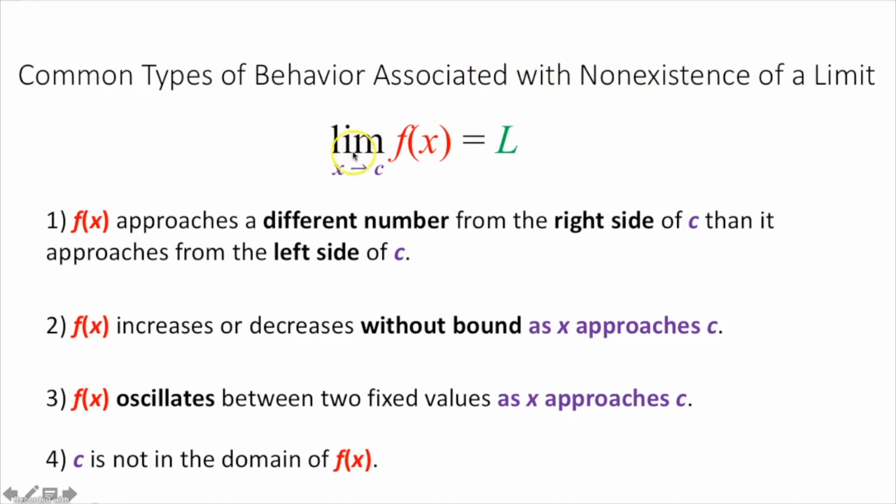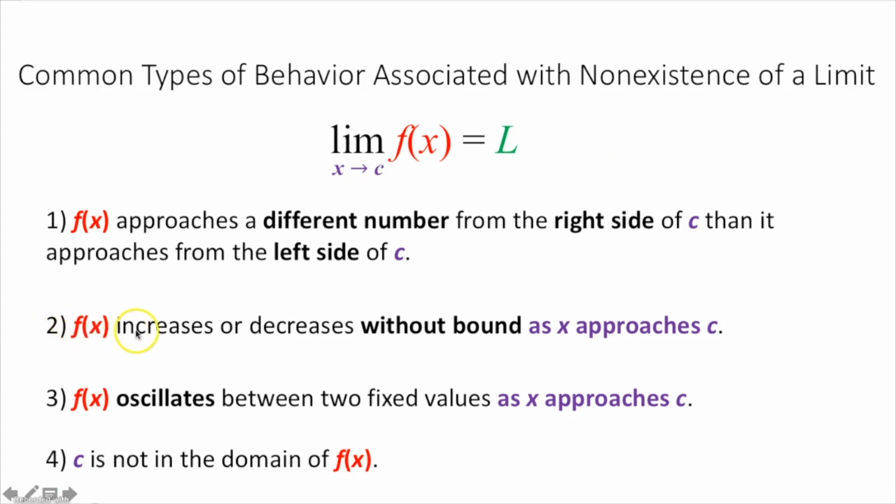So if we have the limit as x approaches c of f of x equals L, the first type of behavior that would require the limit to not exist would be f of x approaches a different number from the right side of c than it does from the left side of c. And this makes sense, right? You can't have the limit as x approaches c of your particular function equal a number if it's approaching two different y values from the left and the right.